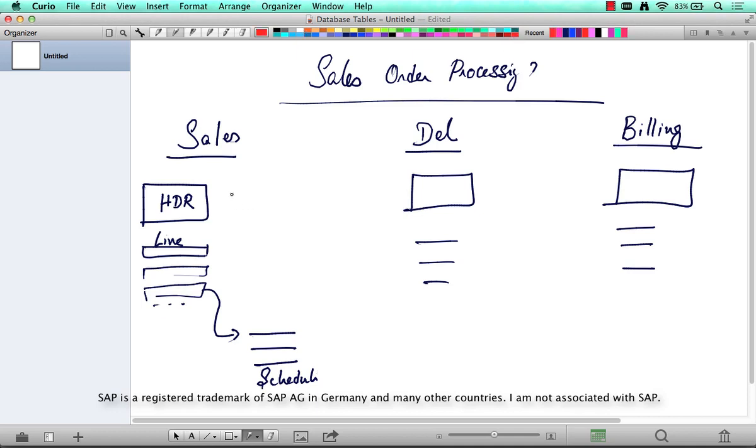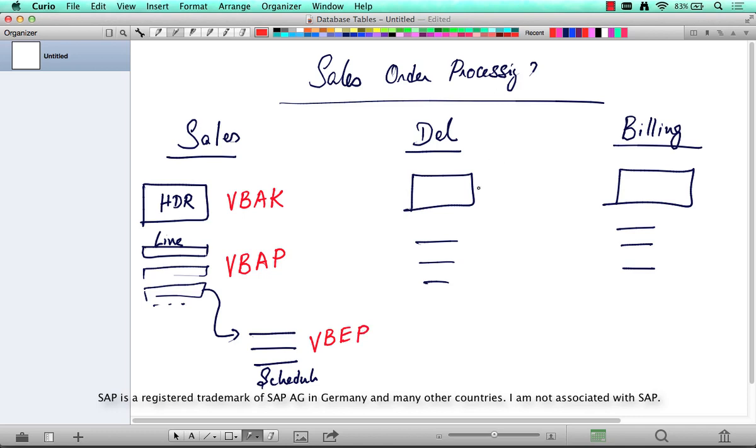In case of sales transactions, the header data is stored in VBAK. The line item level data is stored in VBAP. The schedule line data is stored in VBEP.